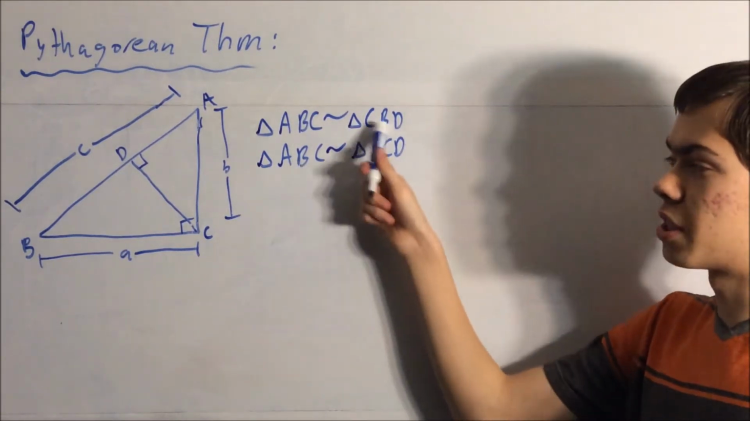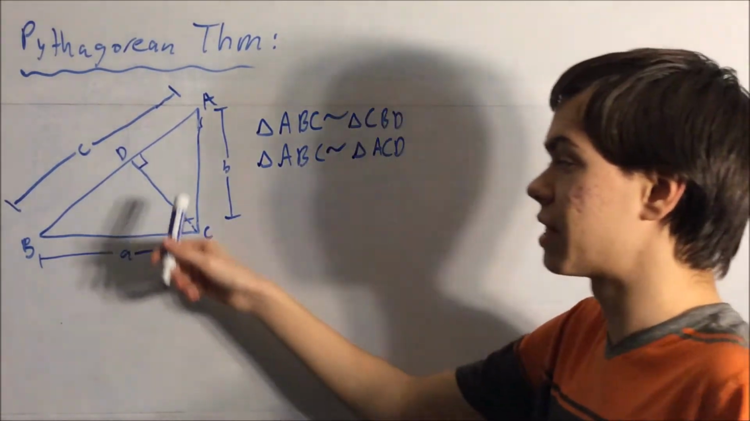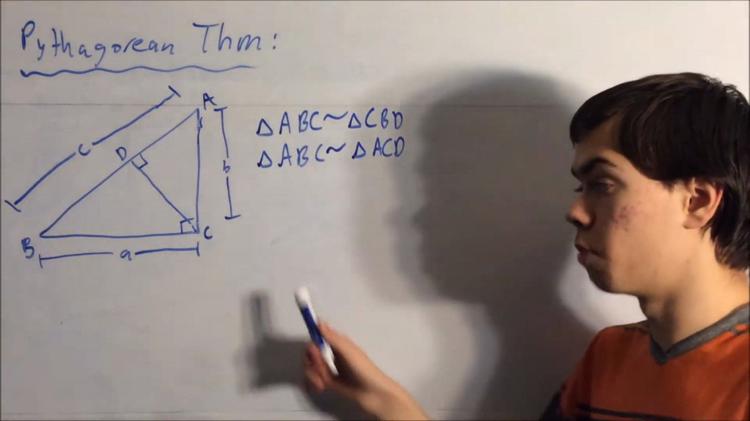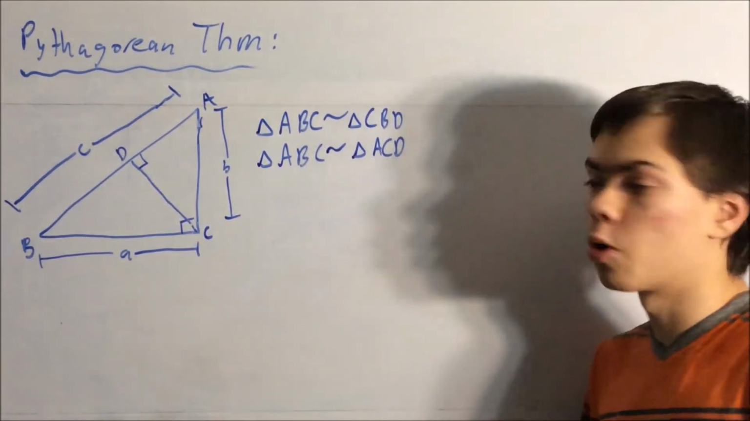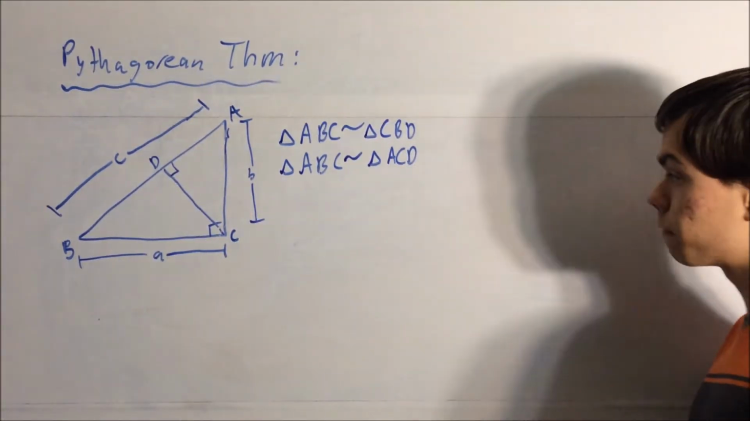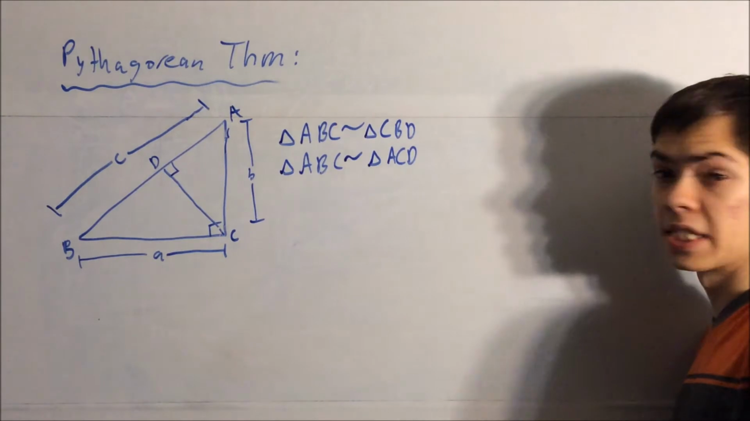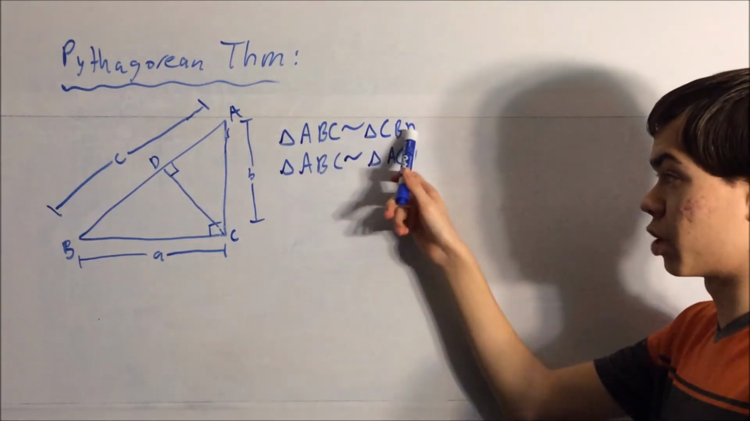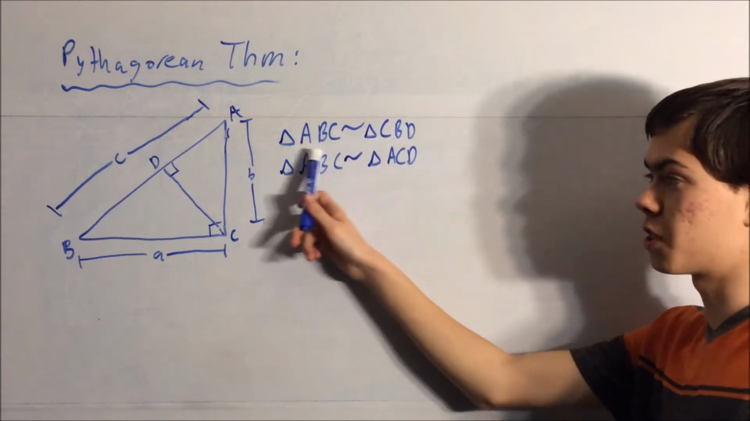Now that we know that these are similar to each other, we are going to use side lengths to pretty much draw a relationship between A, B, and C. And remember, we're going to ignore CD when drawing these relationships. Now let's focus on the sides of triangle ABC and triangle CBD. So let's focus on these two triangles first.